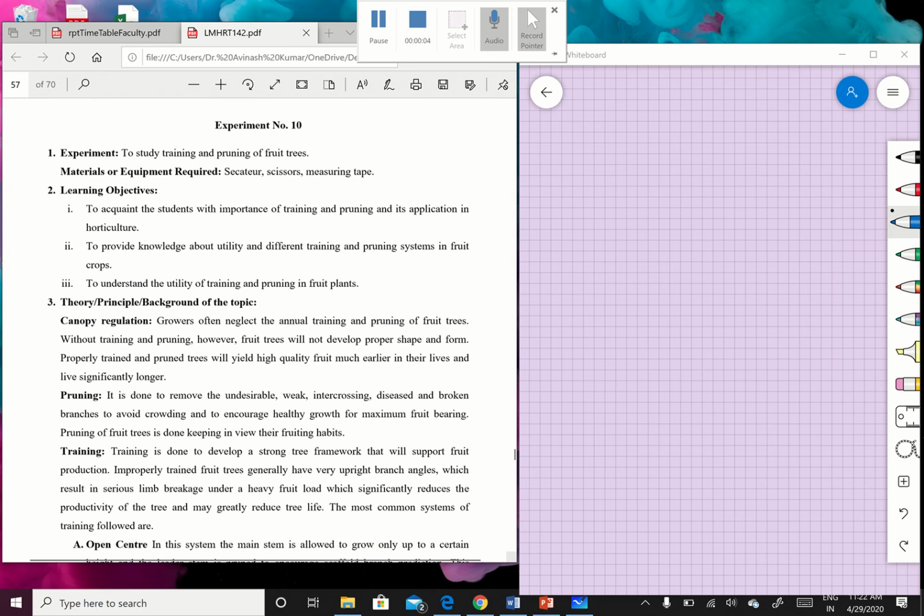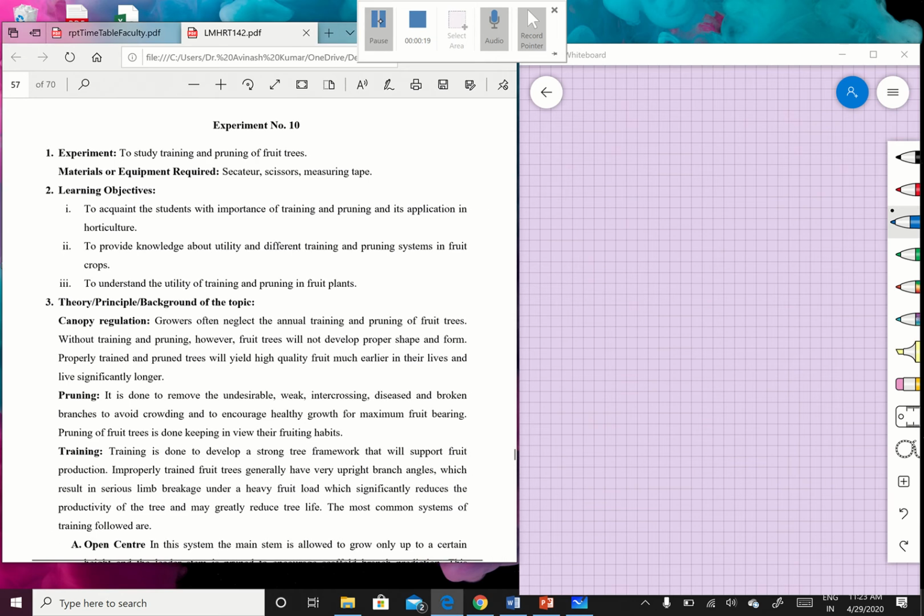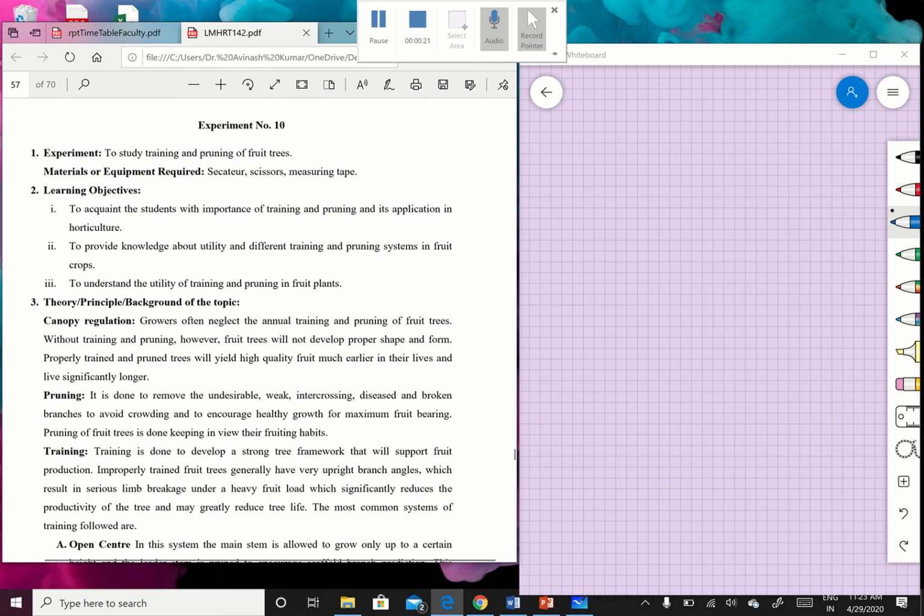Today we are going to revise experiment number 10, that is to study training and pruning of fruit trees. Regarding this, we require secateurs, scissors, and measuring tape. The learning objectives are given here. Then in the theory part, you can see the crop regulation.